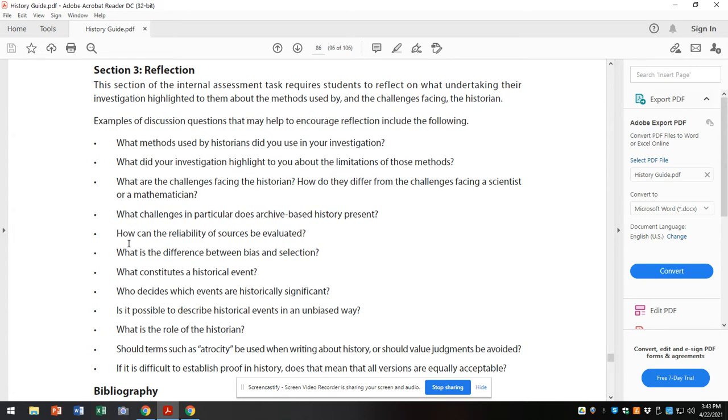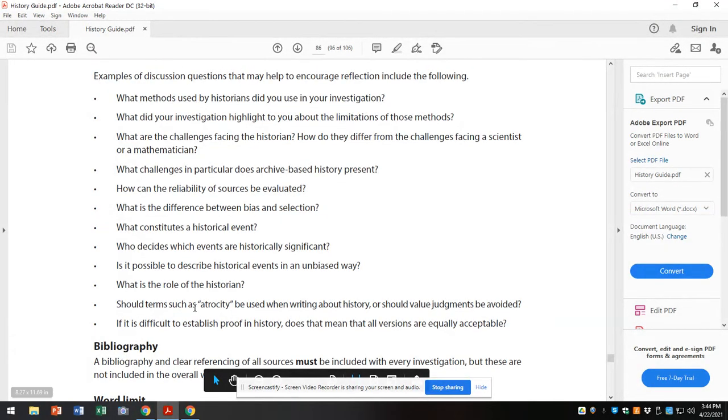How can the reliability of sources be evaluated? What is the difference between bias and selection? What constitutes a historical event? I got up this morning, had a cup of tea, and took a shower. That happened in the past. Does that make it history? Who decides which events are historically significant? Is it possible to describe historical events in an unbiased way? What is the role of the historian? Should terms such as atrocity be used when writing about history, or should value judgments be avoided? If it is difficult to establish proof in history, does that mean all versions are equally acceptable?